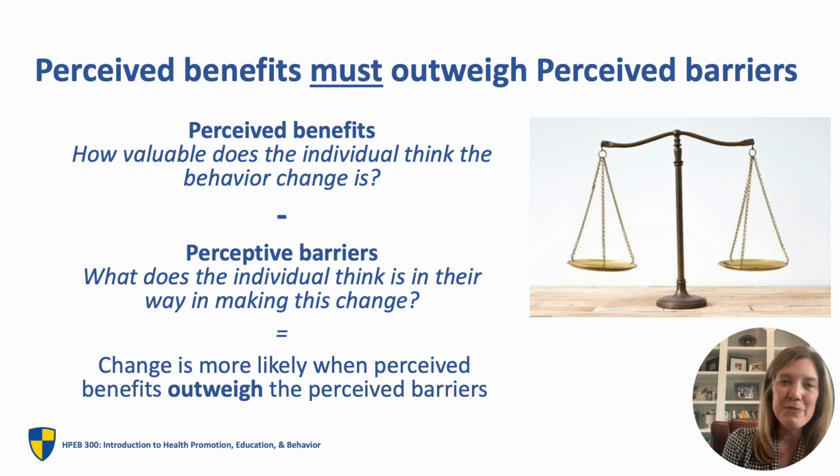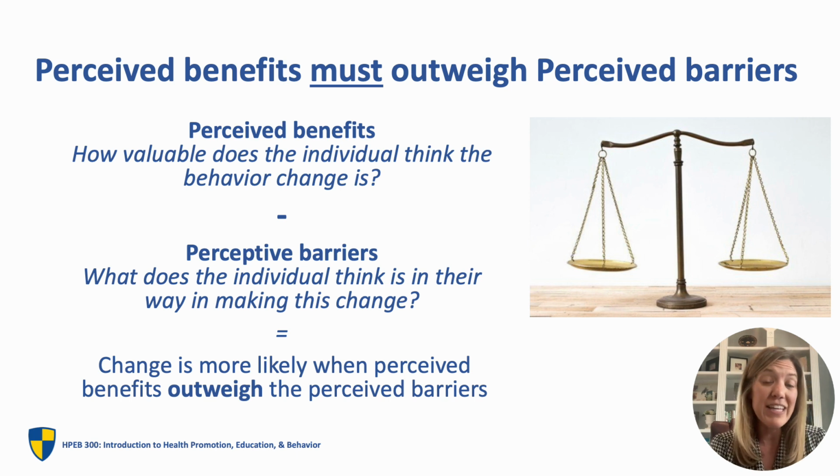Formula number 2 within the health belief model is that when you think about all of the perceived benefits and you think about all the perceived barriers, benefits need to outweigh, they have to outweigh the perceived barriers. Change is more likely when benefits outweigh the barriers. This is all perception, but change has to happen.